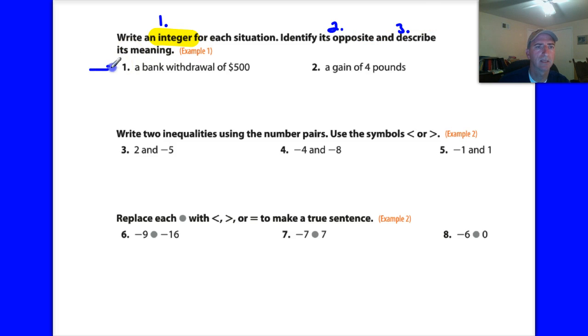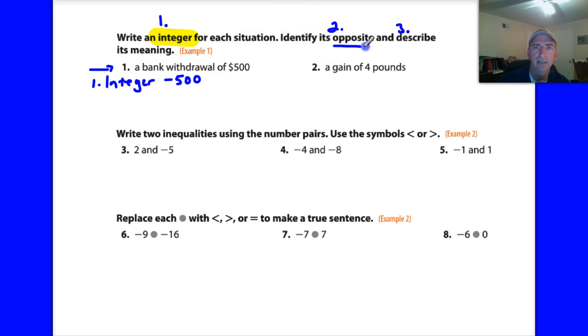Number 1 says you have a bank withdrawal of $500. The first thing it's asking me to do is to write an integer that represents this. Do you know what a withdrawal is from a bank? If not, you need to learn. It means you're taking money out. So the integer would be minus 500, because you're taking money out of your bank. What happens to your bank account? It goes down, right? So the integer is negative $500.